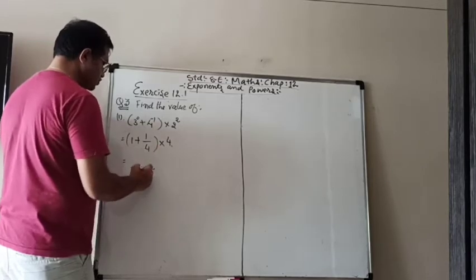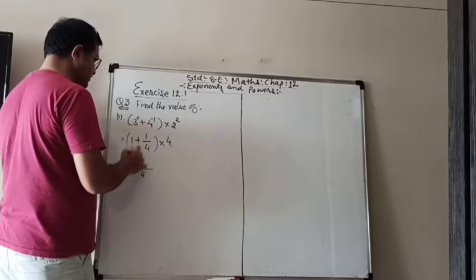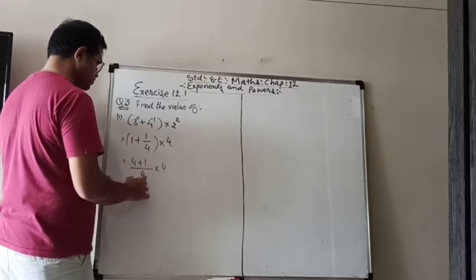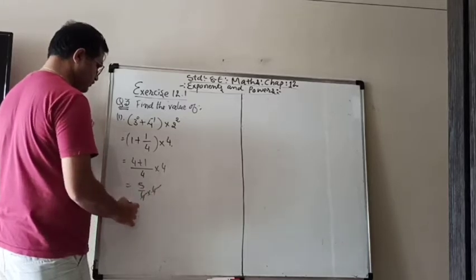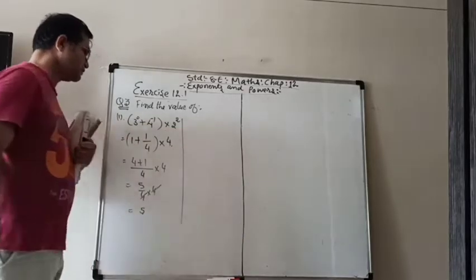Now here we have to take LCM to add them. So here 4 ones are 4 plus 1, so that is equal to 5 upon 4. Here 4 will be cancelled, so your answer is 5.